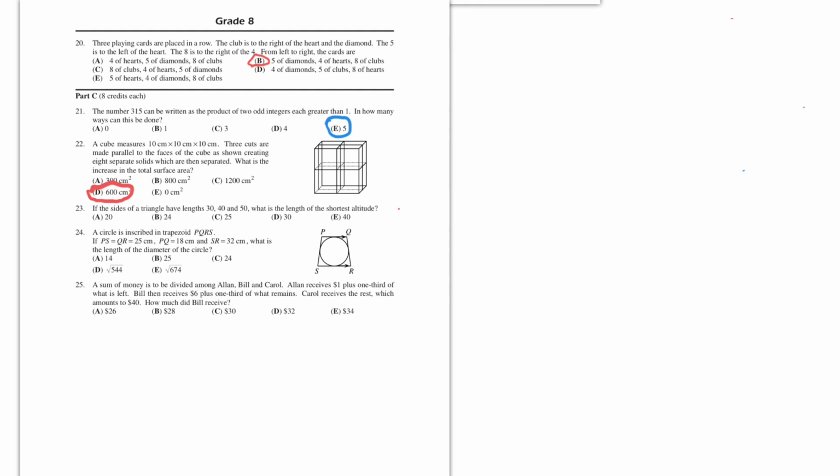Number 23. If the sides of a triangle have lengths 30, 40, and 50, what is the length of the shortest altitude? Let's draw the triangle, right triangle. This is 30, 40, 50. That's the Pythagorean triple, 3, 4, 5 times 10.